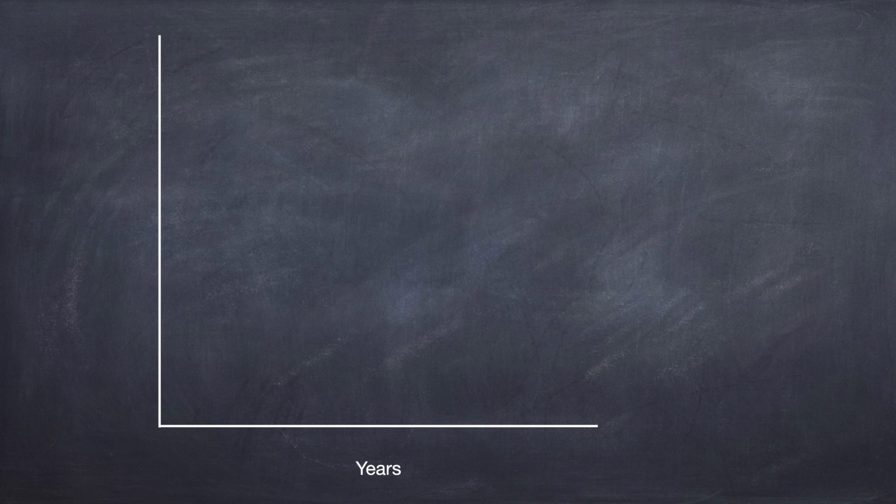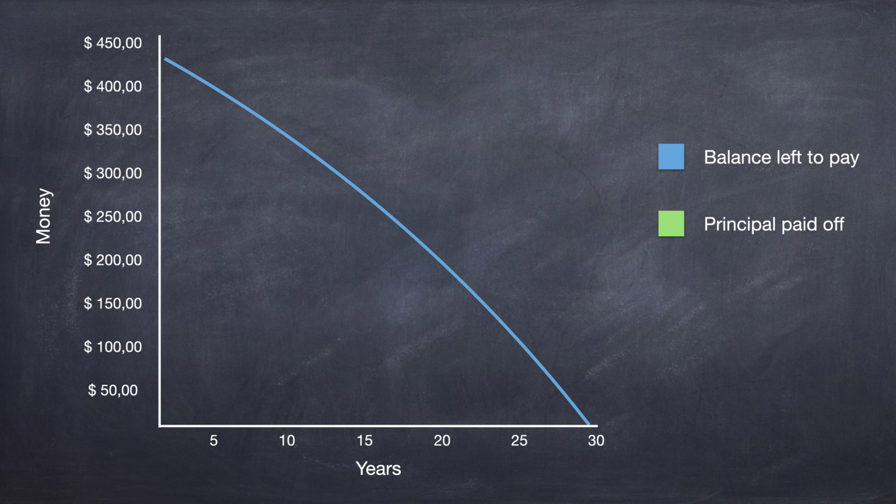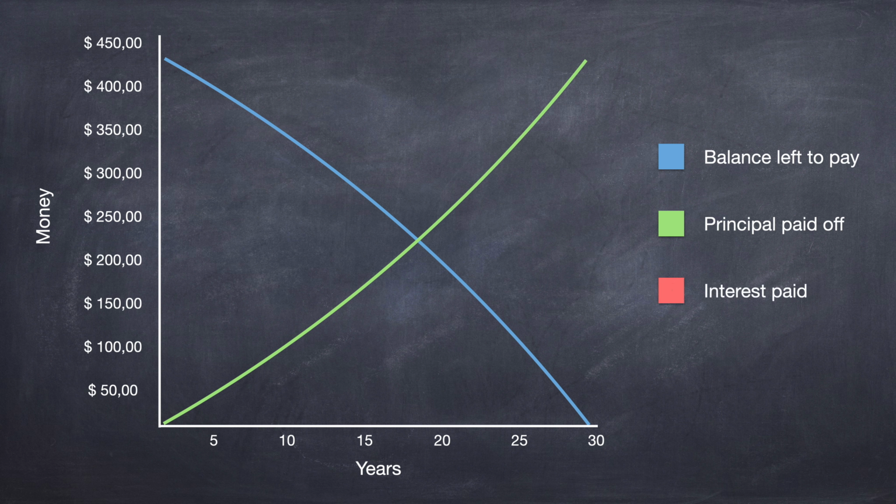So typically, when you see amortization charts, they're going to look like this with years on the x-axis and then the payments, money on the y-axis. And usually you're going to have something that looks like this with the balance left to pay defined in blue. The principal paid off is going to be in green, and the extra debt or interest is going to be in red. So just looking at it like this, it's a little difficult to figure out what's going on, so let's break it down a little bit.